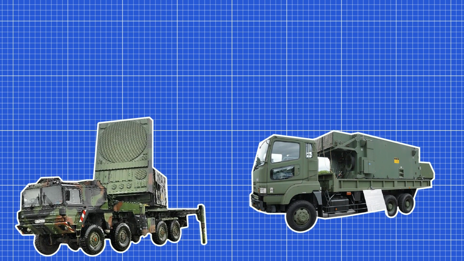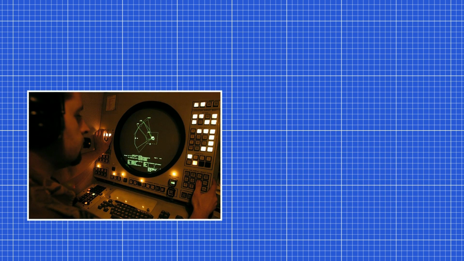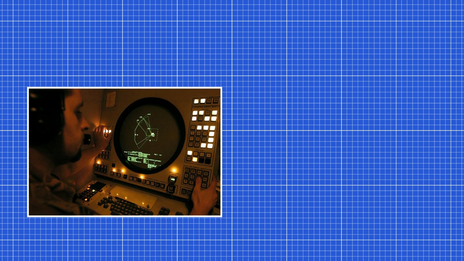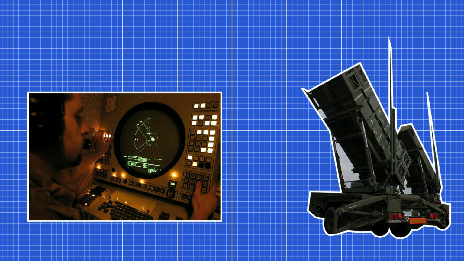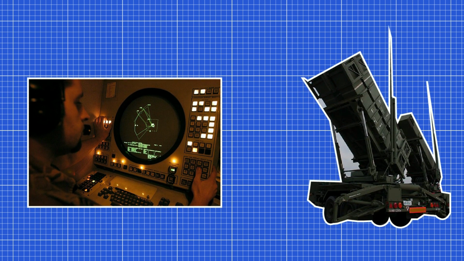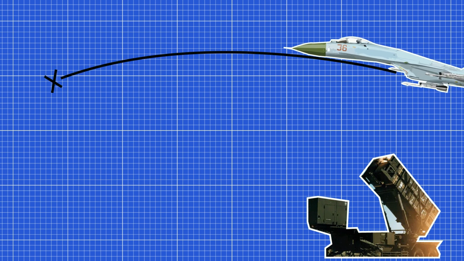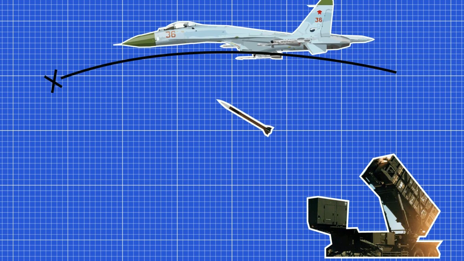If determined to be a hostile target, an operator would send a command to the battery to launch a missile in order to intercept the target. Then the control station would guide the missile to its target. The guidance computer would calculate the trajectory of the hostile target and guide the missile to an intercepting point where it will destroy its target.